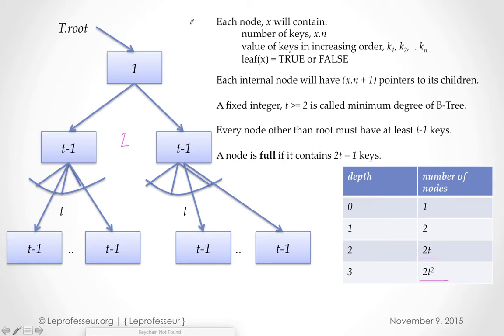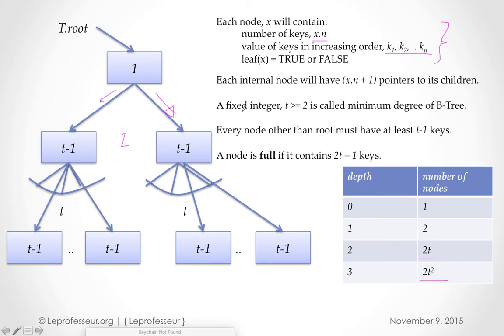So what are the essential points we can note about B trees? Each node will have these properties. You will have to store this information for each node: the number of keys, how many keys each node will have, what the values of the keys are in increasing order, and whether each node is a leaf node or not, true or false. So this is the minimum information you will have to store for each node. Along with it, each node will have pointers to its children. Each internal node will have x dot n plus 1 pointers. So here we have only one key, so we have two pointers, one here and one here.